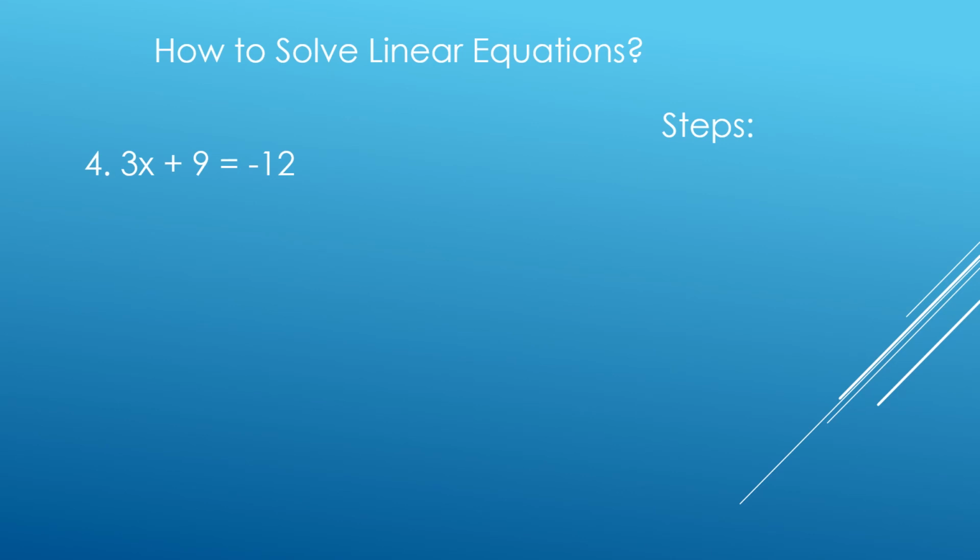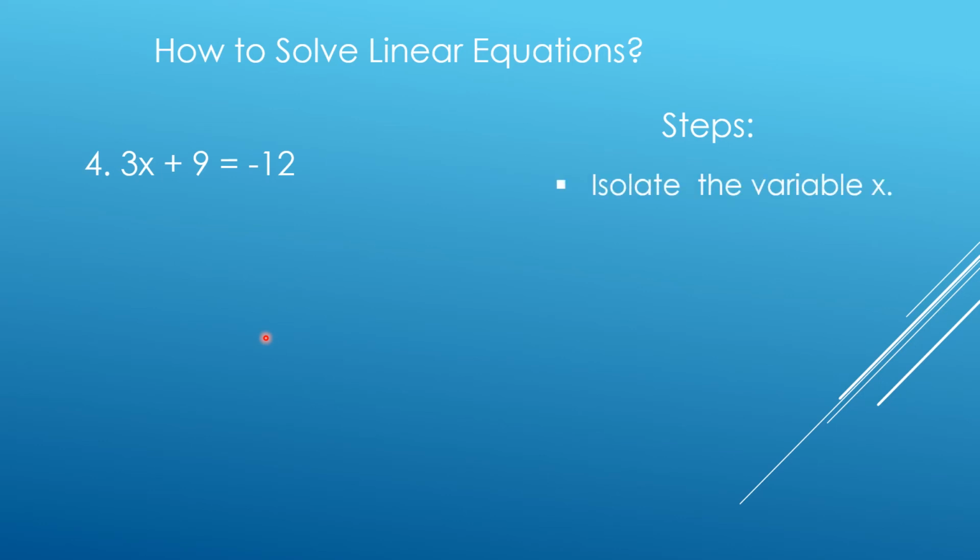Okay, what about this one? Look at this. We have here the variable x with a number as numerical coefficient, and we also have addition. So we can use two properties here. First, you need to use the addition property, and then after that, you use the division property.